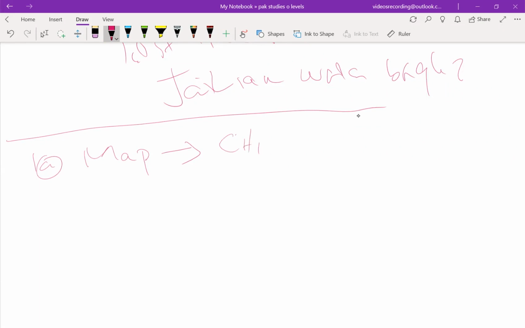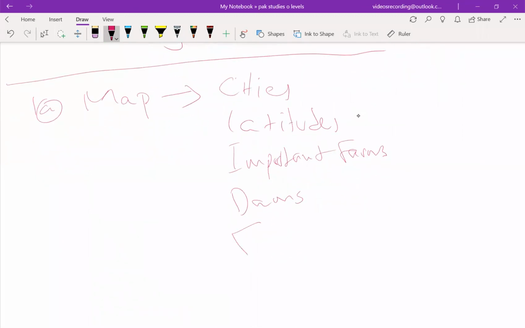So the cities, latitudes, important farms, dams, forests, all of these elements come in various parts in paper 2 in various questions.